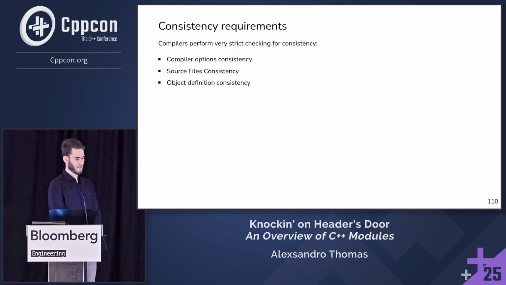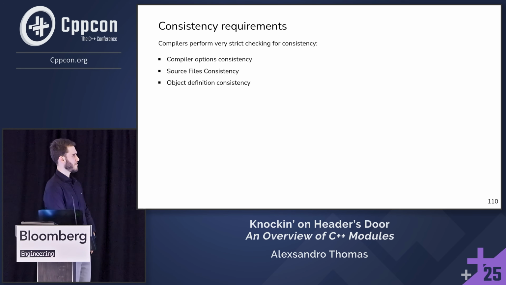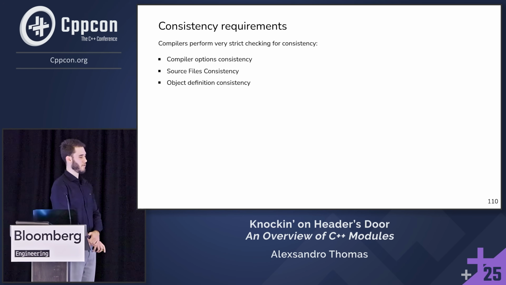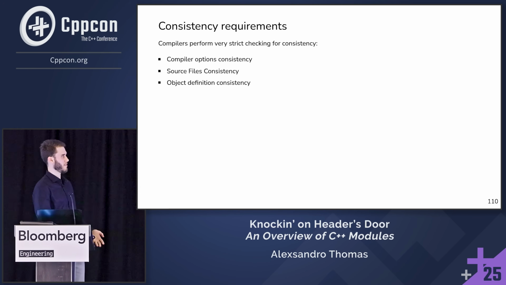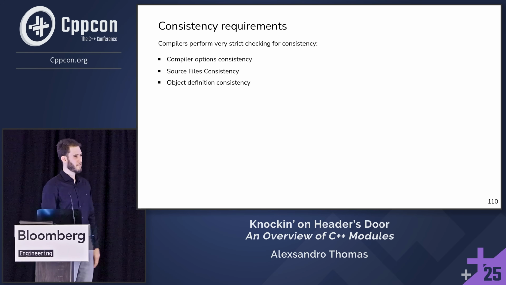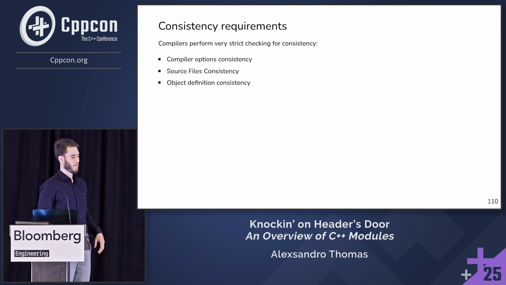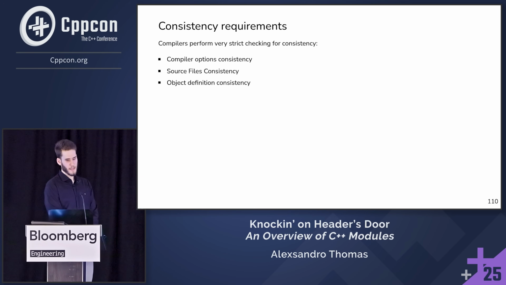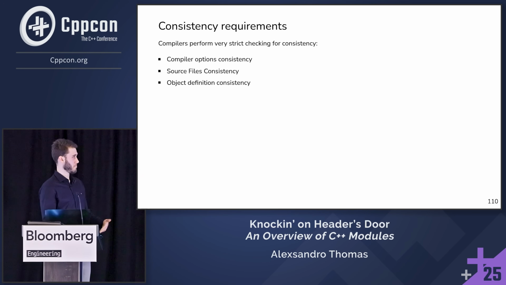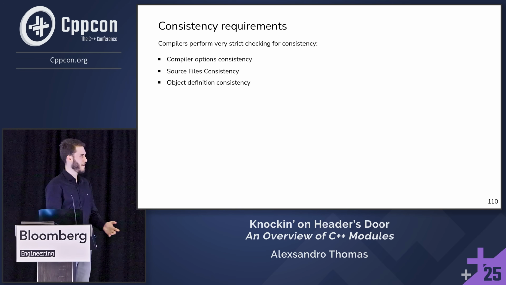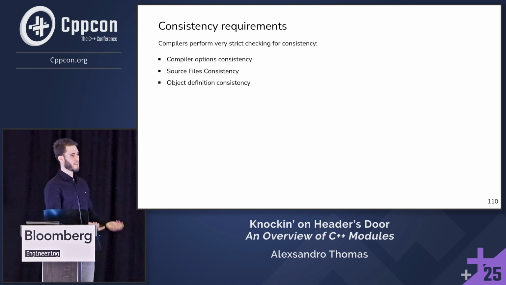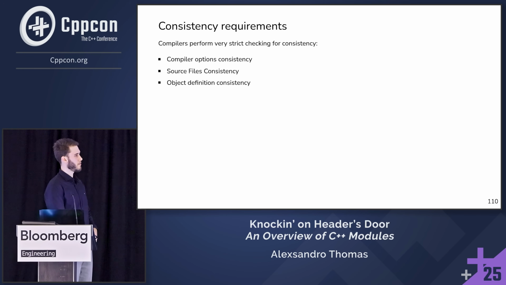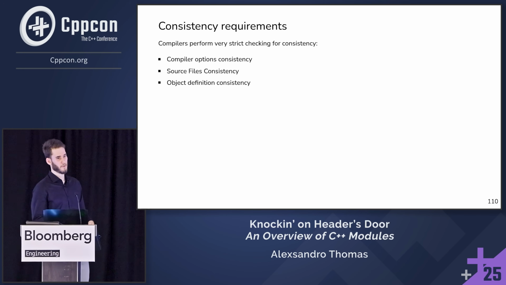The source file consistency is also a little bit of a limiting factor now, because it says that all of the source files that were used to produce a built module interface have to be present whenever you're importing it. And every compiler seems to depend on that right now, so you can't just ship a built module interface without the source files that were used to create it. And the object definition consistency is also something that they enforce, but that's not really bad. It just means that whenever you're importing something, the compiler, because it's semantically able to check everything, can tell you that the definitions do not break the one definition rule.